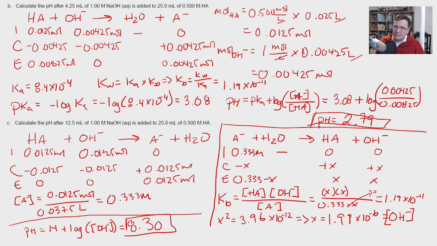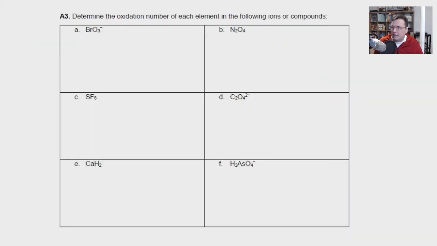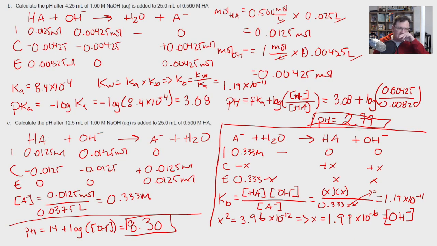So it's a little bit more work in that regard, but that's how you get to that point right there. Cool. And so that's all of A2.